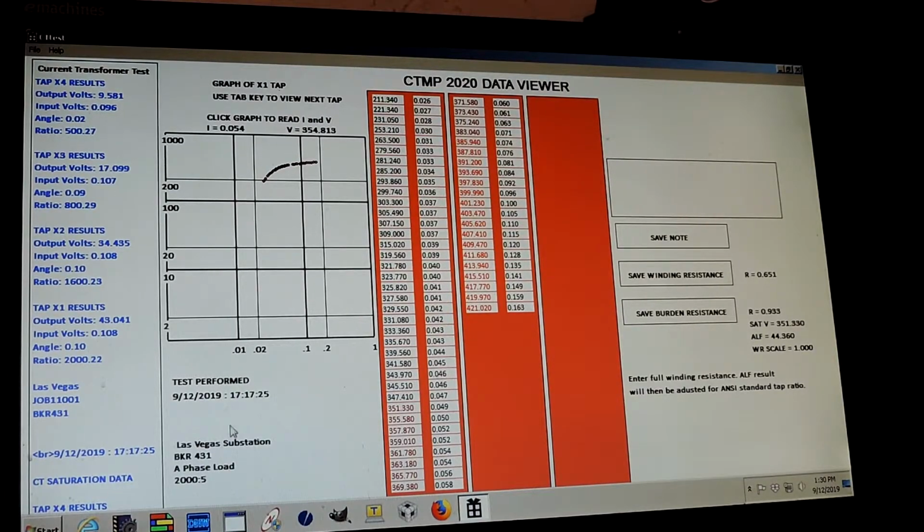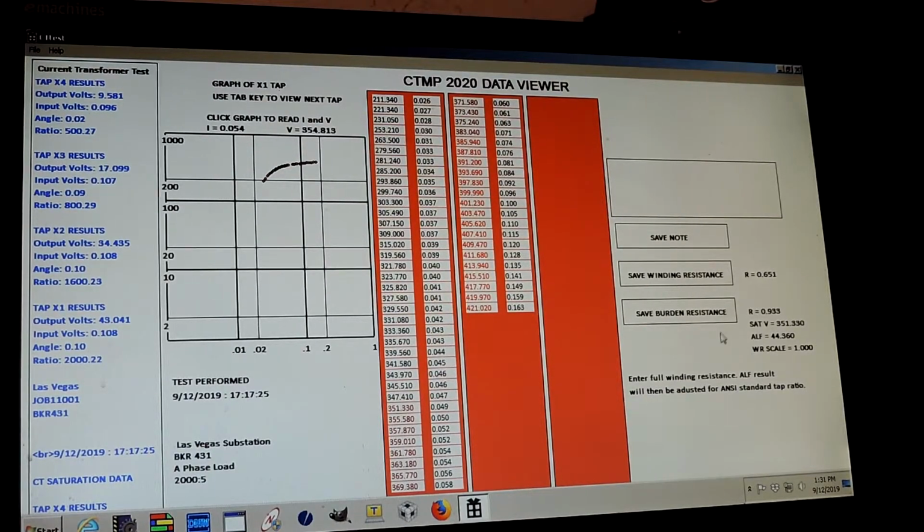Down here is the note that I typed in when I saved it. Las Vegas substation breaker 431 A phase load 2005. You can enter information here suitable to your practice and how you do things.